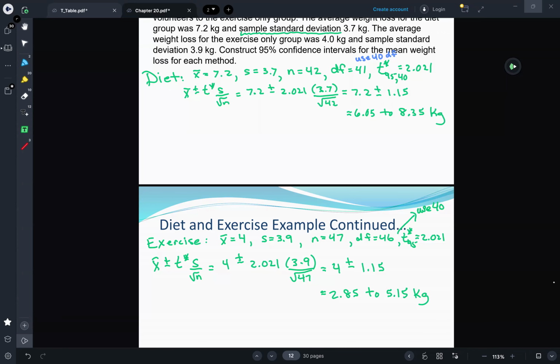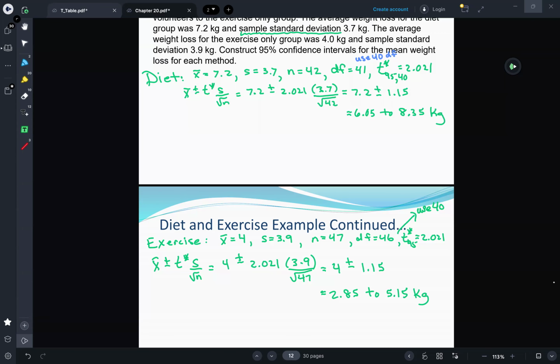Now, if one group was 5 people and the other group was 50, or even 47, then we probably wouldn't want to compare them. But if they're close, like this is fairly close enough, then we can. It's completely safe to do that.